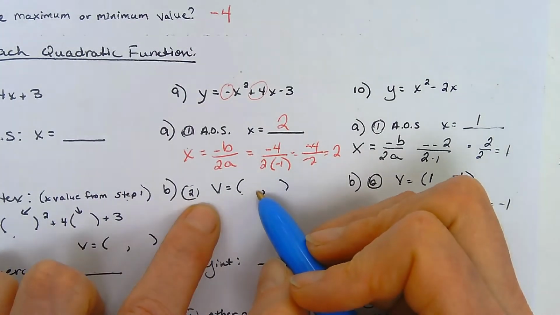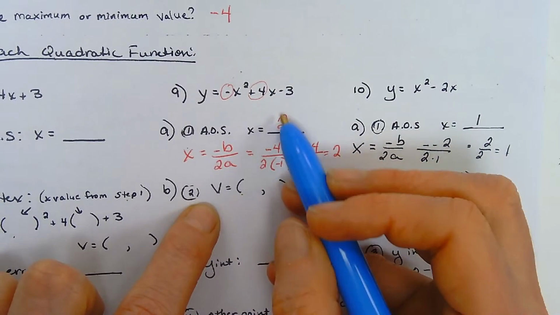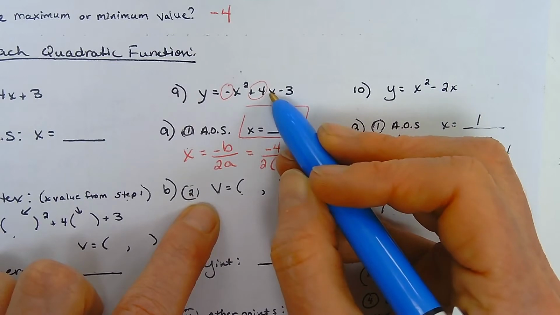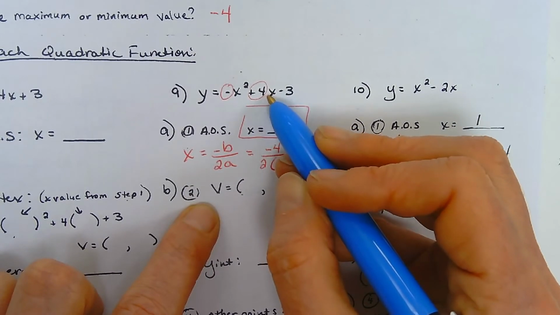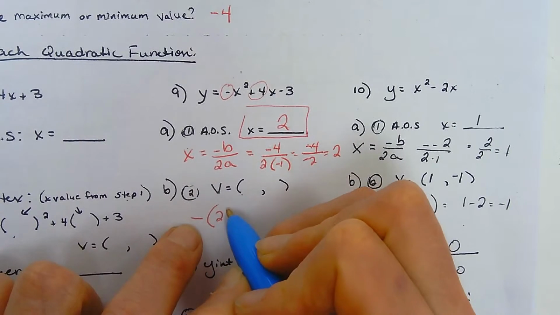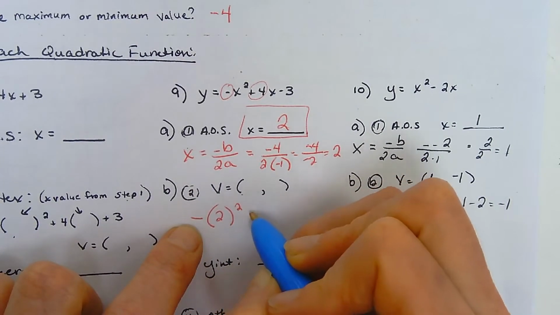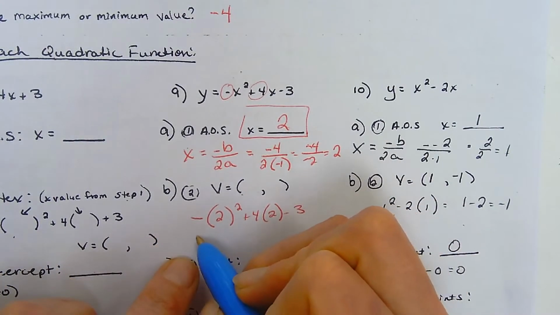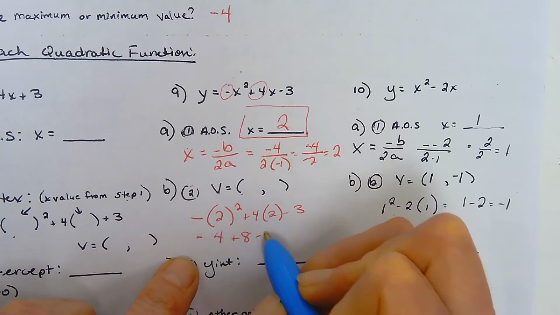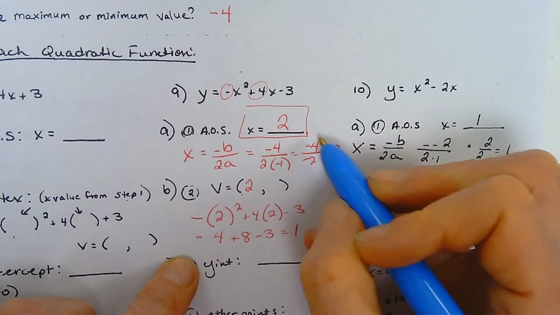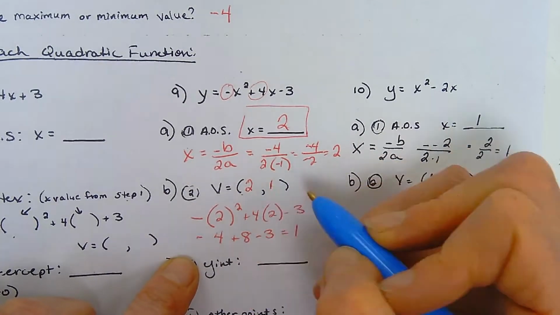The vertex can be found on the axis of symmetry of x equals 2. So we're going to put 2 into our function. And when we put 2 in, the value we get out for y will tell us where the vertex is on the axis of symmetry. So the opposite of, notice I almost always use parentheses, the opposite of 2 squared plus 4 times 2 minus 3. And we get -4 plus 8 minus 3, and that's equal to 1. So when we put 2 into the function for x, we'll get out 1 for y, and that's our vertex.